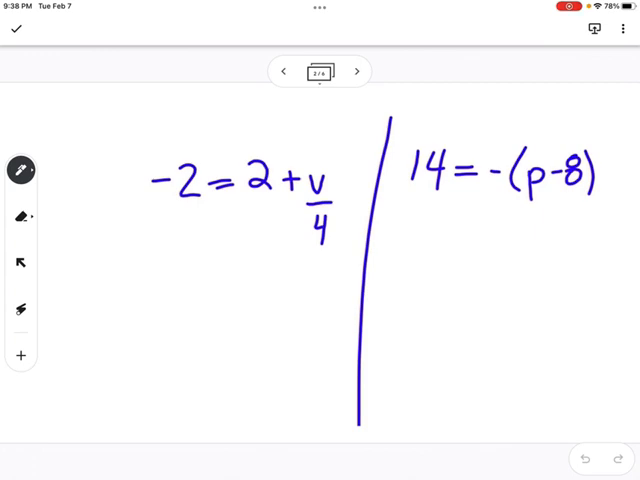The next example looks a little bit different. This one we have a divide just with the variable v. It's not going all the way across. So we're going to have different steps here. The first thing we're going to do is move this plus 2 to the other side. It'll become a minus. So negative 2 minus 2 equals v over 4. Negative 2 minus 2, so we'll have negative 4 equals v over 4. This divided by 4, do the opposite when you bring it over, so multiplying. Negative 4 times 4 equals v. And negative 4 times 4 is negative 16.